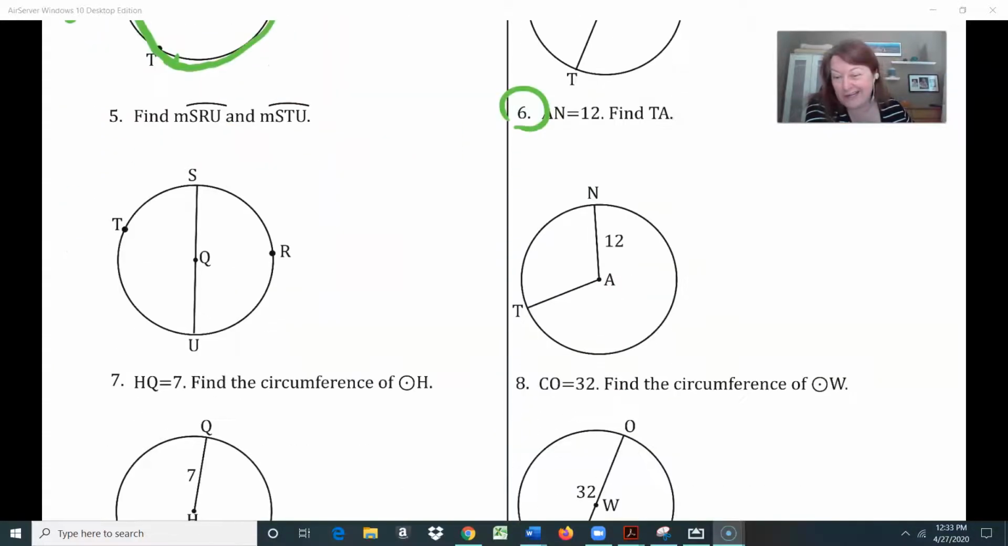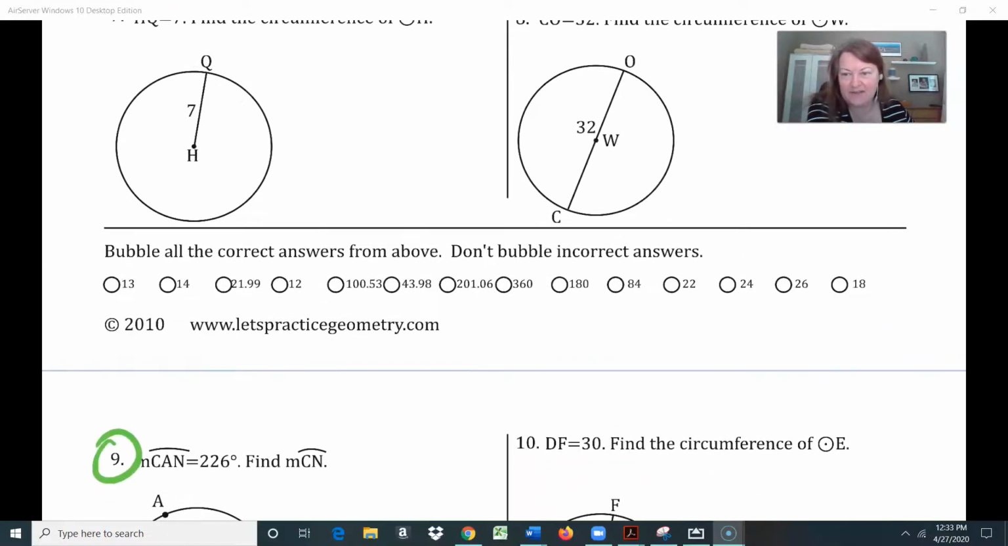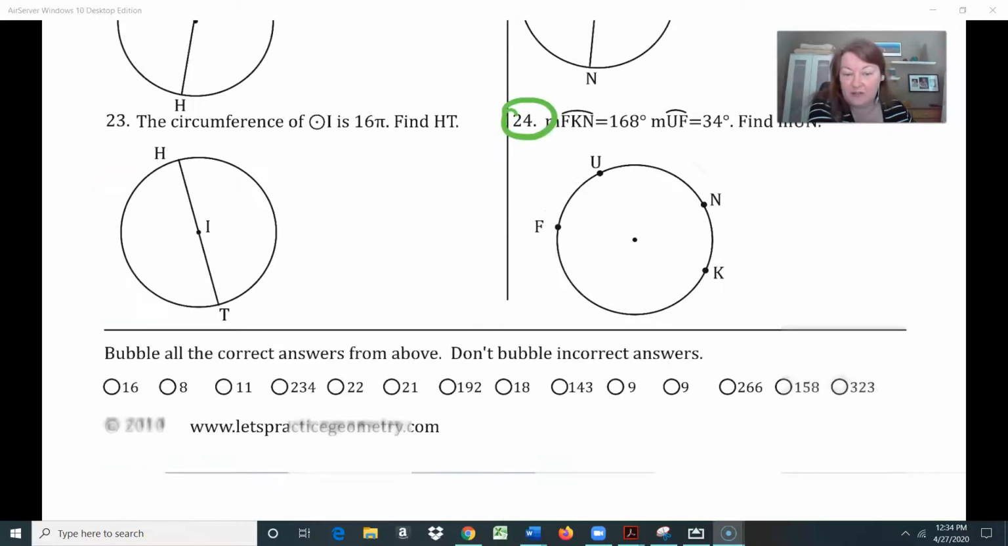Now, on this worksheet, what I kind of like about it is at the bottom of every single page, you get a chance to bubble it. So if you're not seeing your answer down here, it means you did something wrong. So I can tell that I did that okay because the answer is down there. Okay, so you're going to do every third problem on this worksheet.